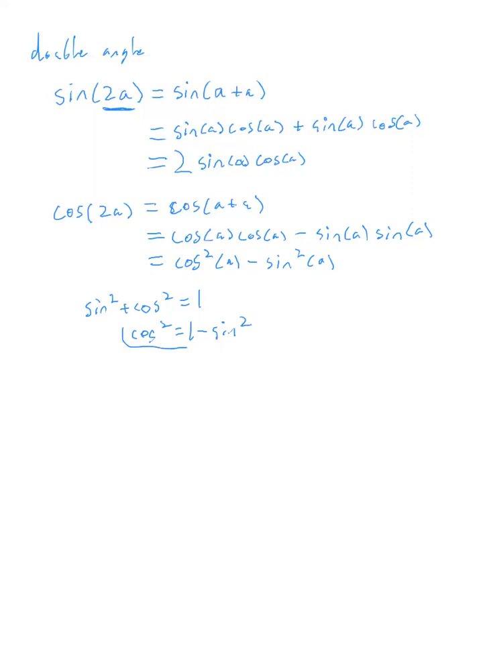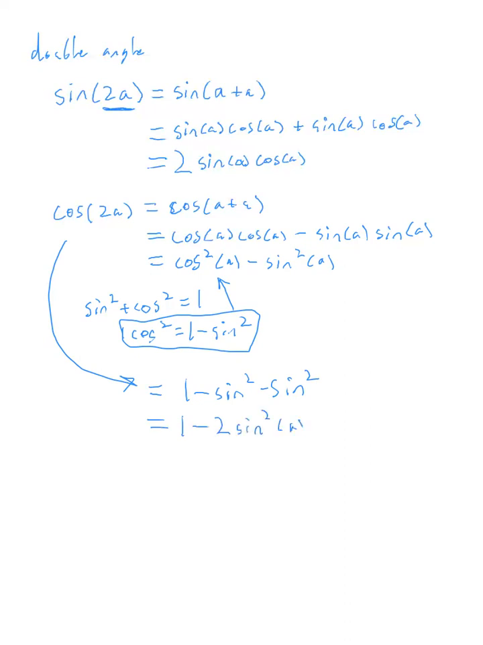So if I use this version of it and plug that in here, then I'm saying cosine of 2a is also equal to 1 minus sine squared minus sine squared. But to subtract sine squared twice, we can just combine those into 1 minus 2 times sine squared of a. So cosine of 2a is equal to cosine squared minus sine squared and is equal to 1 minus 2 times sine squared.